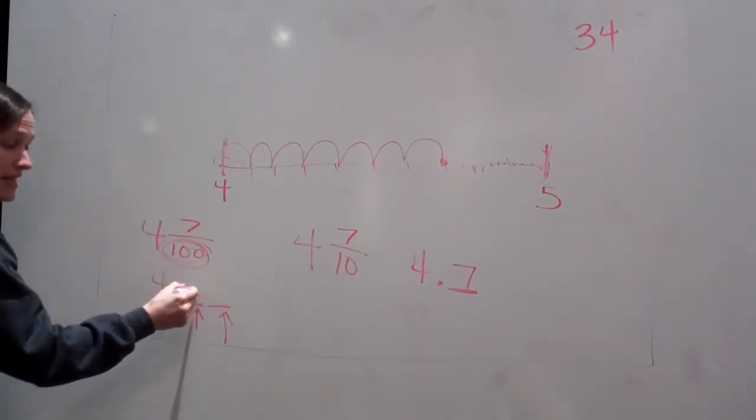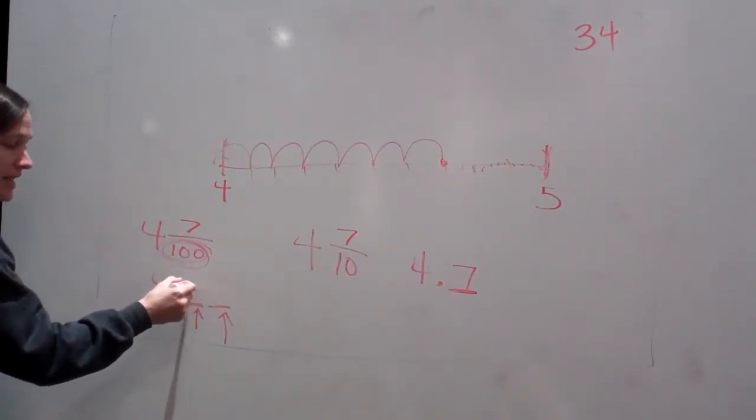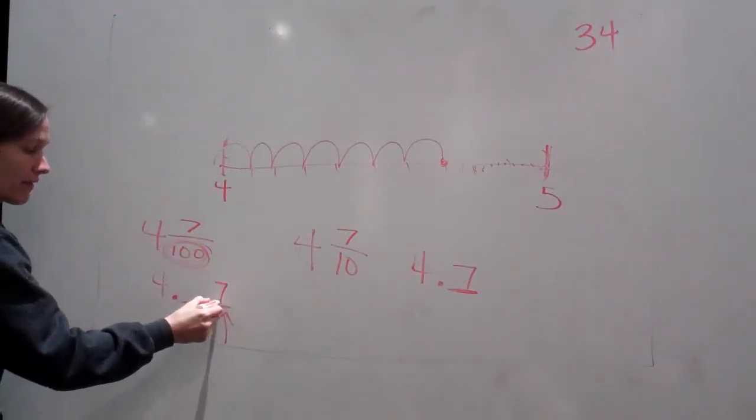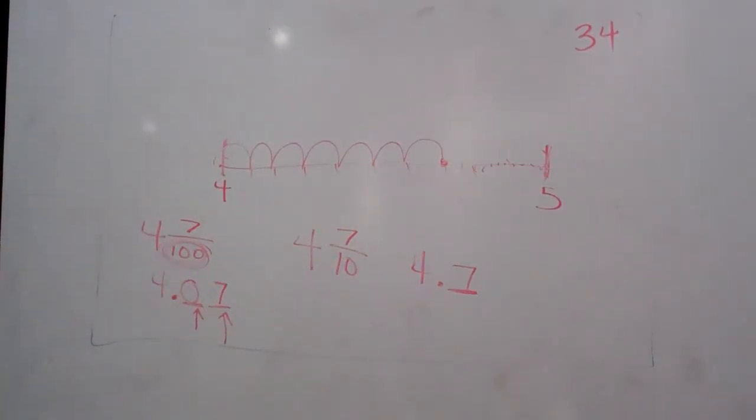And then would I put my 7 here? No, because that's in the tenths. I'm doing hundredths. 7 hundredths, and I fill it in with a 0 to help me out. Okay, I just wanted to go over that just really briefly for y'all to understand what's going on.